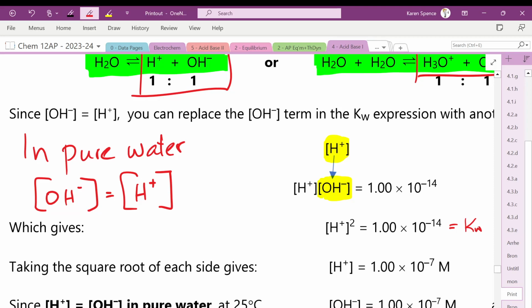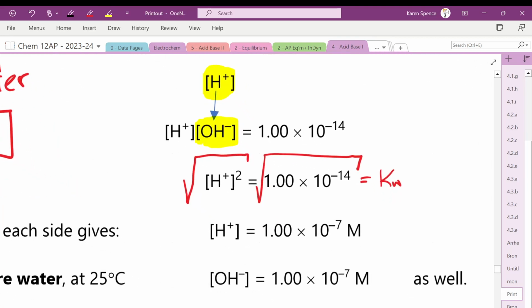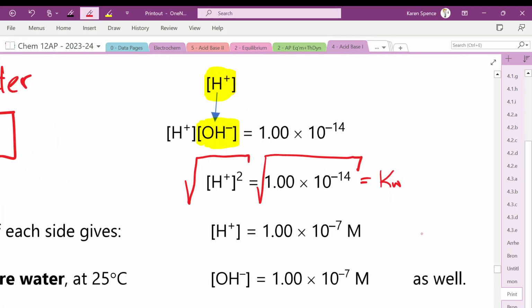And that means that if we want to, we can take the square root of the entire thing, yes? And the square root of the other side, and we get H plus is equal to 1 times 10 to the negative 7 molar. And because hydrogen is the same as hydroxide, hydroxide is also 1 times 10 to the negative 7 molar.